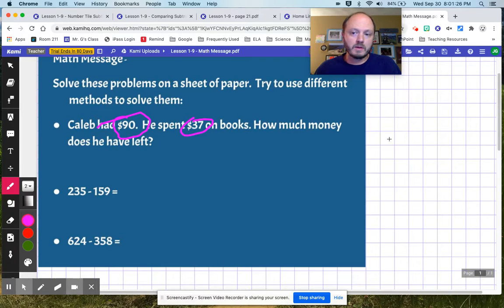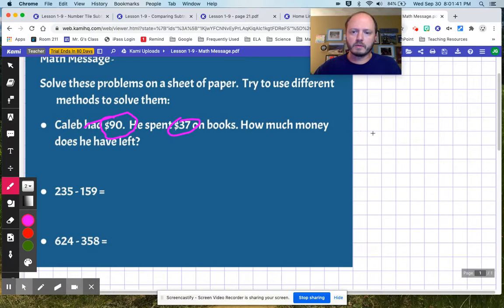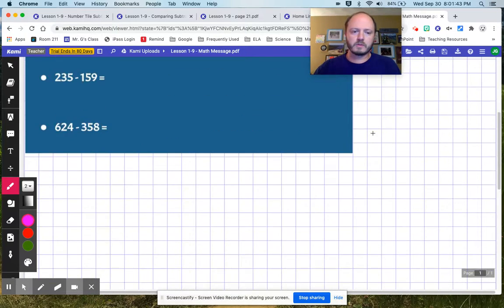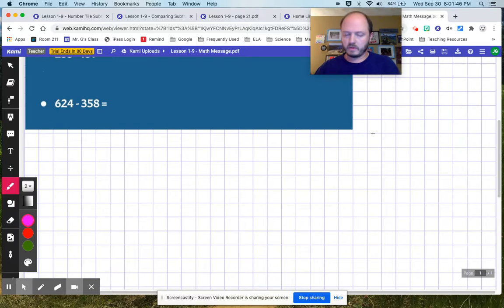Now, one method that some of you may have used, maybe a while ago now, is called the counting up method. I'm just going to come down here to do it. It's an easy enough problem to kind of rewrite down here. 90 minus 37 equals, and I'm going to put a letter C for Caleb, okay?